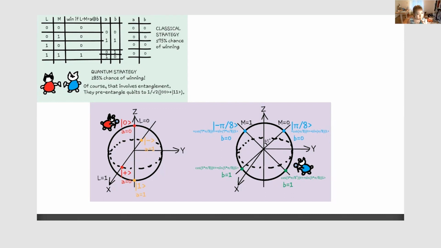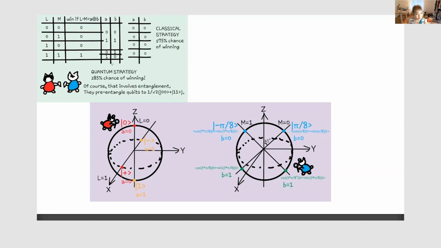Yeah, I think I might have made a mistake in my talking here. So Bob has to get a 1 out. So sorry, he has to go on this state. So on this state. Okay, sorry. So it's actually sine 3 times pi/8 squared. That is 80%.